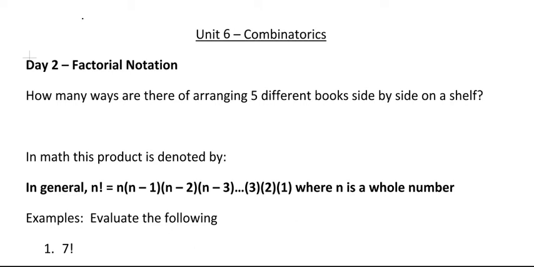Today we're going to be learning about factorial notation. Let's consider the first example. How many ways are there of arranging 5 different books side by side on a shelf?